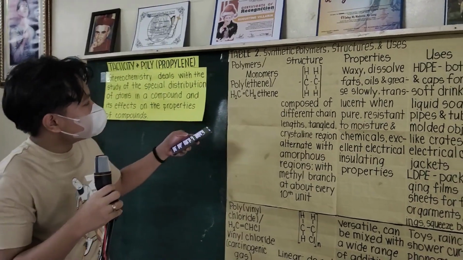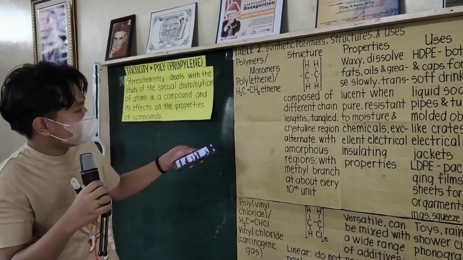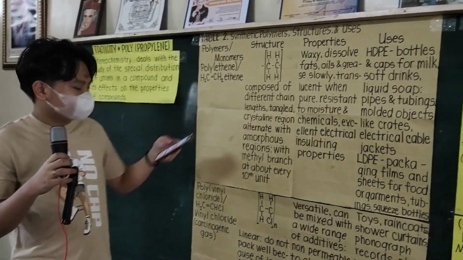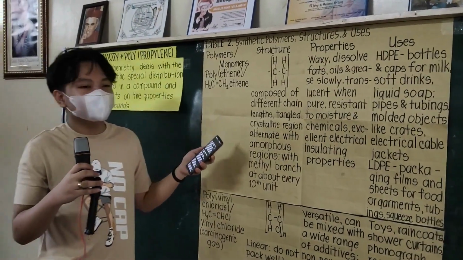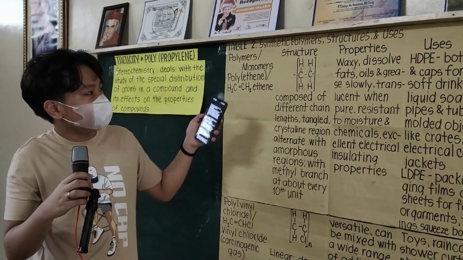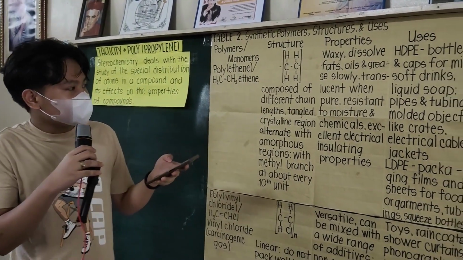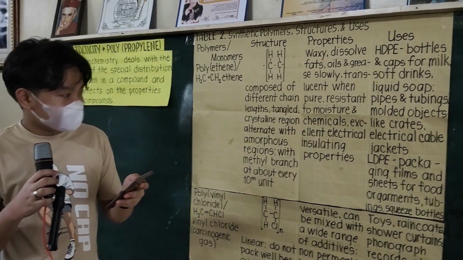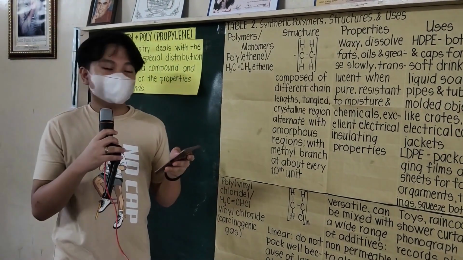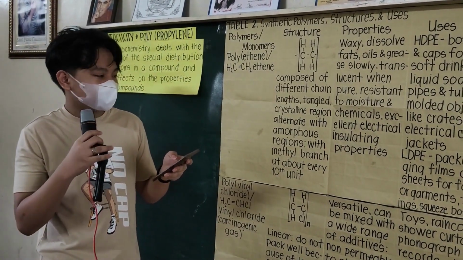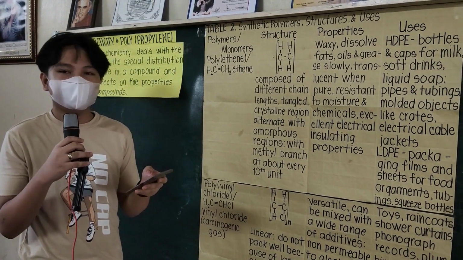Here we have our first polymer that we are going to talk about, polyethylene. Here we can see its structure. It is composed of 2 carbons and 4 hydrogens, and it is composed of different chain lengths. Tangled crystalline regions alternate with amorphous regions with methyl branches at about every 10th unit.